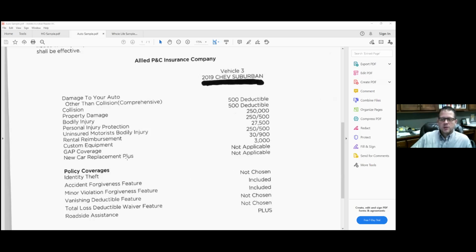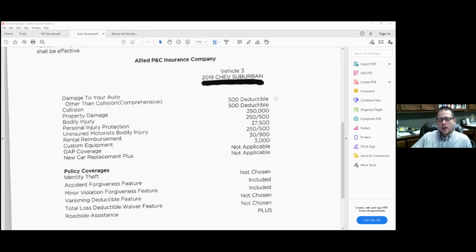And the new car replacement, this is an enhancement that Nationwide offers, many companies offer. And that's typically if the vehicle is wrecked within the first 12 months of ownership. It applies to new cars only. This person bought this vehicle 1 year old, but if they would have bought this one brand new, then this coverage would apply. And basically it says for the first 12 months, if you wreck or total this vehicle, we will replace it. We will not pay a depreciated value. And so that's an important endorsement for people that are buying brand new vehicles.